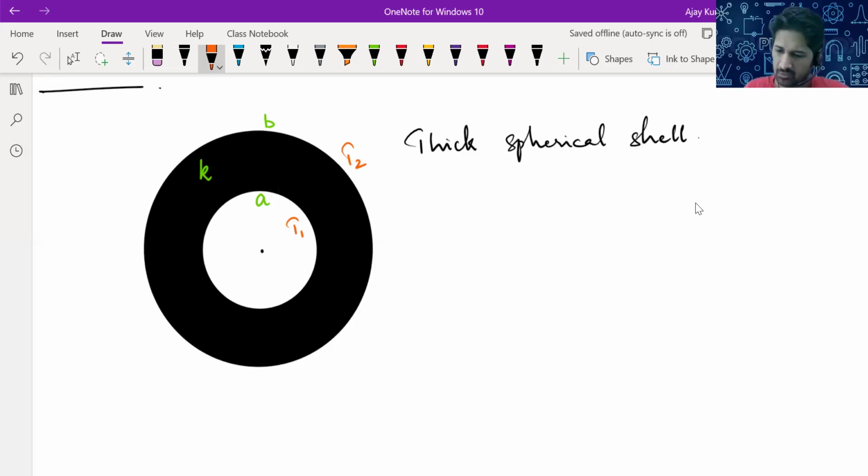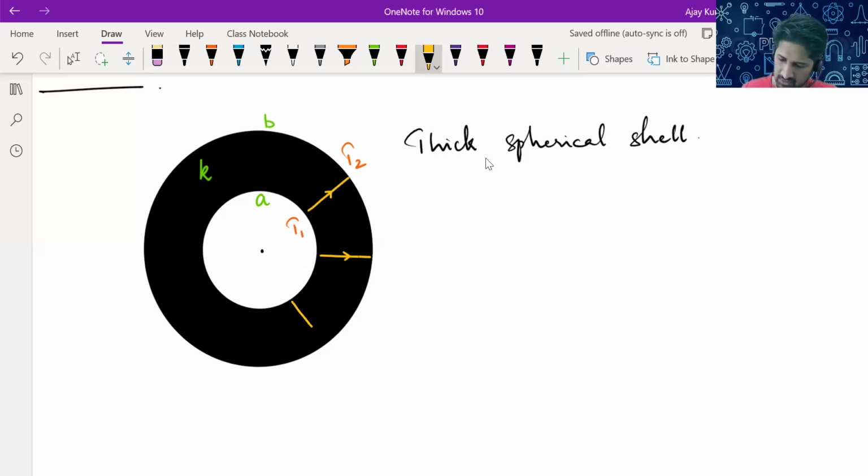If you assume T1 is more than T2, heat will be flowing from inside to outside. Let's say there is a hot object placed inside. Or let's say there is hot air inside and cool air outside. So there is a temperature difference across this shell. So heat is going to flow like this from inside to outside.